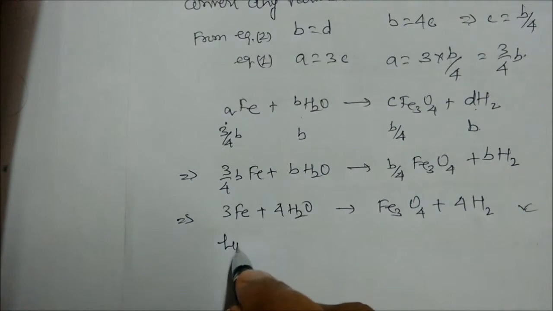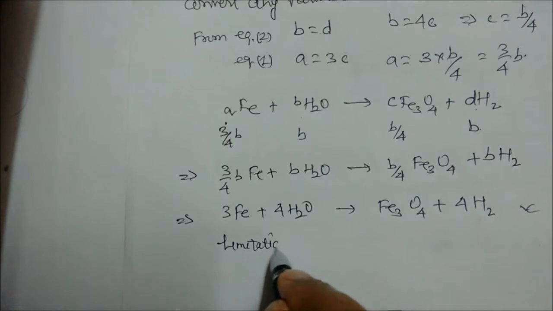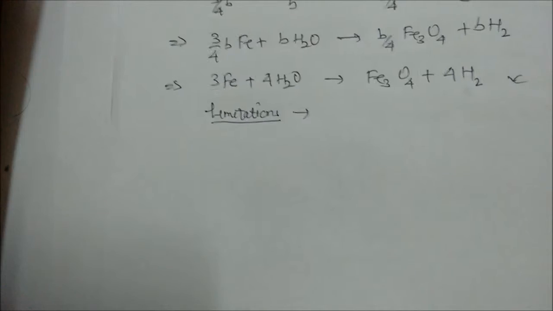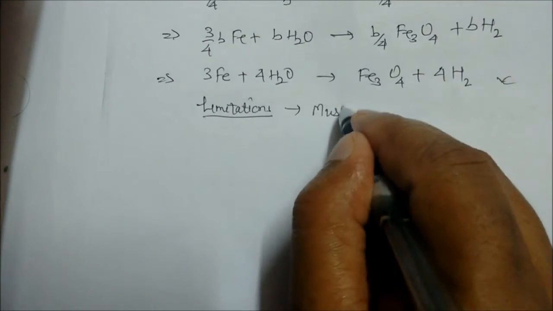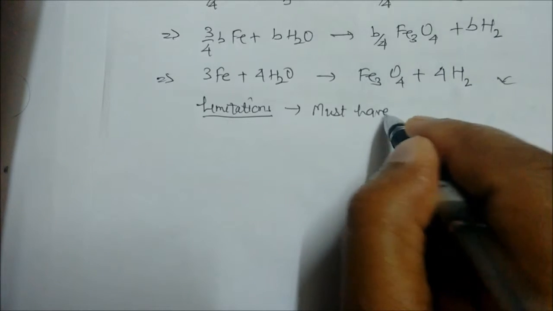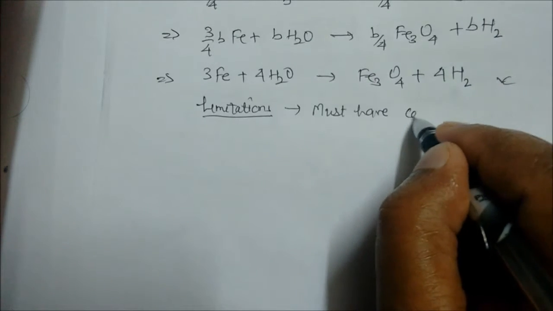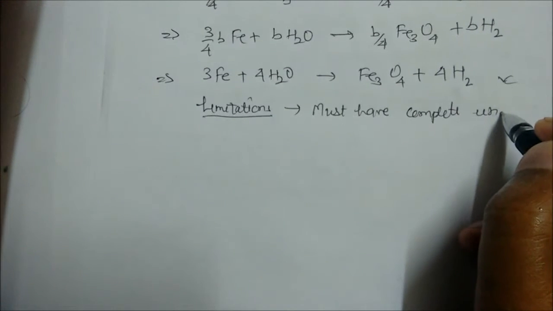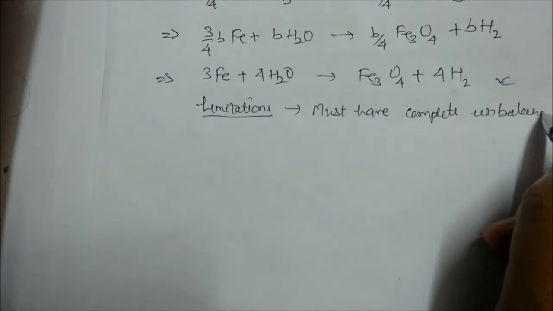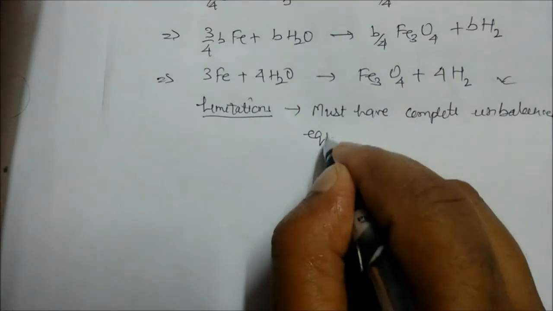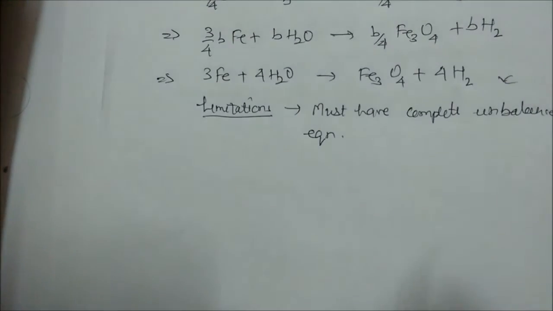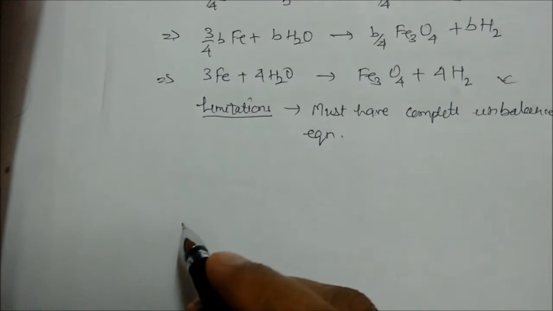So what is the limitation? The limitation of this method is that for this equation we must have a complete unbalanced equation, because if the equation is incomplete or partial, then this formula is invalid. Okay, so let us see one more topic.